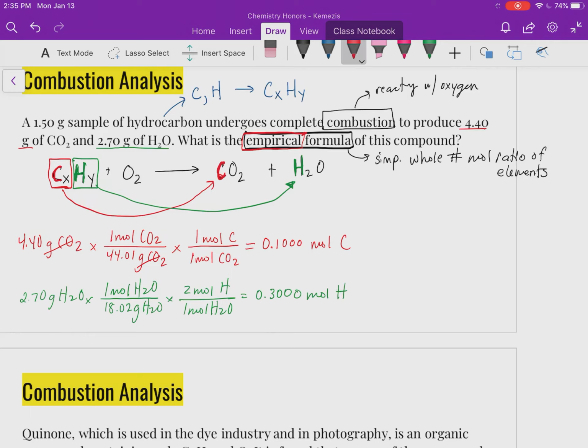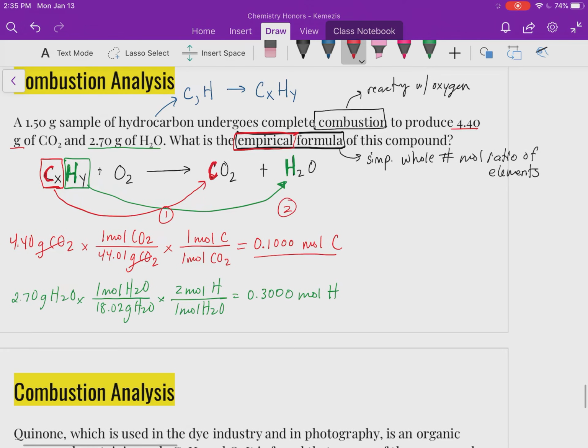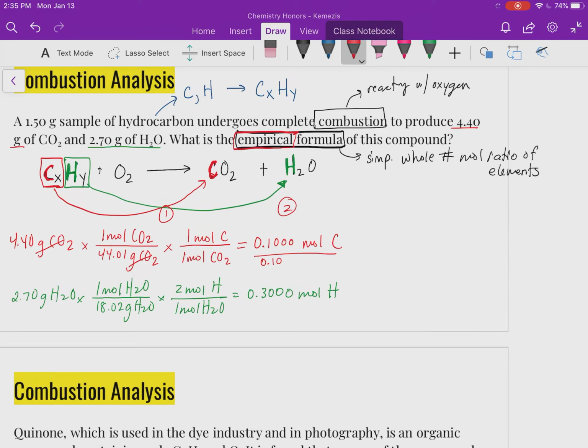And just because we should show it, this was step 1 of finding empirical formulas, turning our amounts into moles of the elements in the compound, and step 2 is taking the ratio of those moles. So we're going to divide through by the smallest amount, and again, I know I really shouldn't be doing this because the mental math is there, but we can show the process that for every 1 mole of carbon, there is 3 moles of hydrogen. And those are whole number ratios.